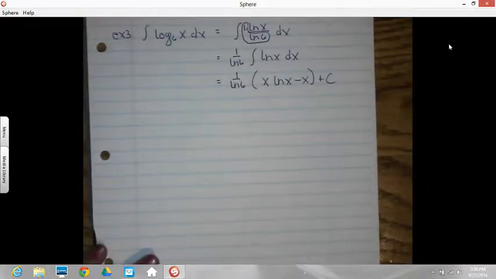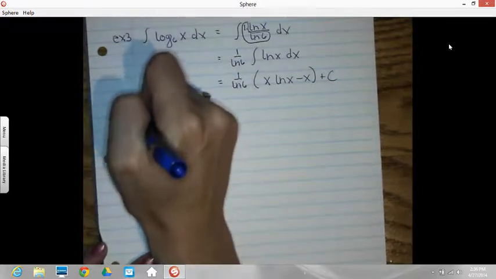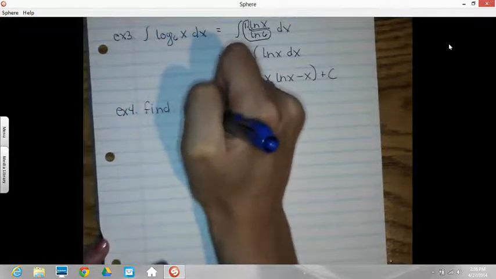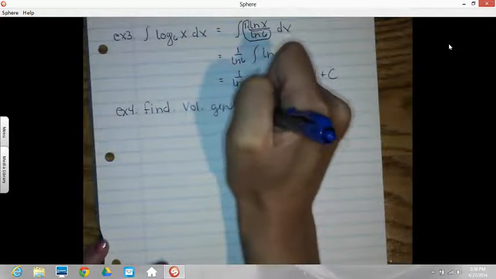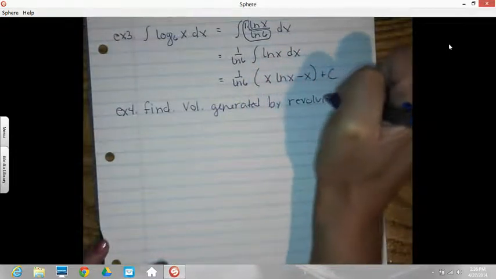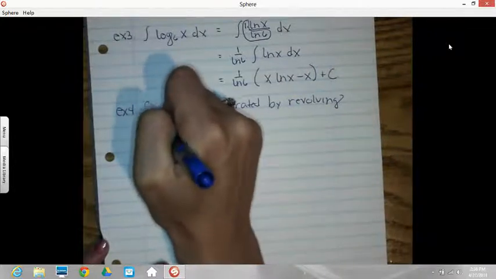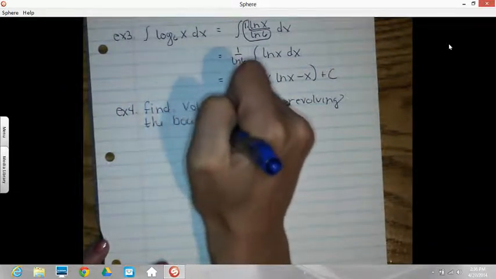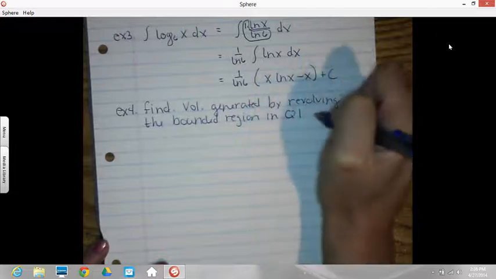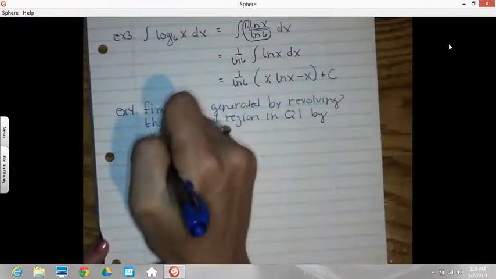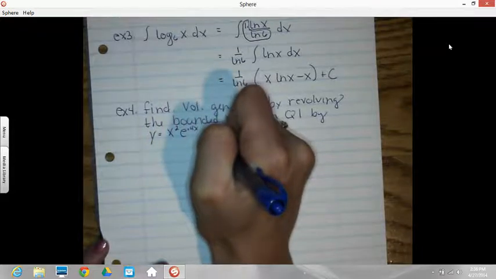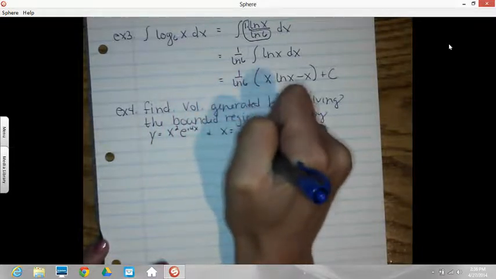Okay, our last one of the day. I would like you to find the volume generated by revolving the bound region in quadrant 1 by y equals x squared e to the 0.4x and x equals 2 around the x-axis.